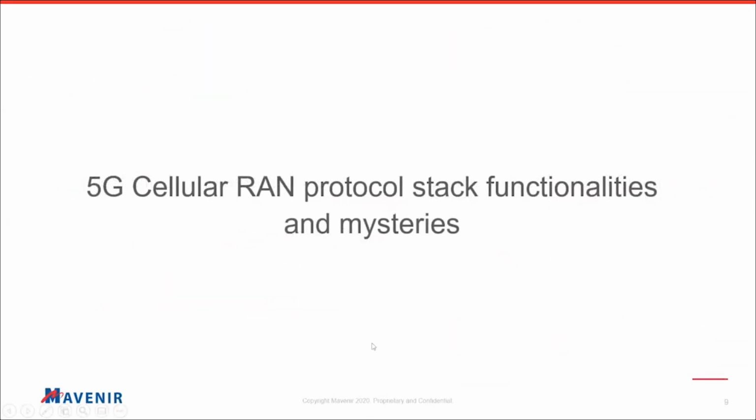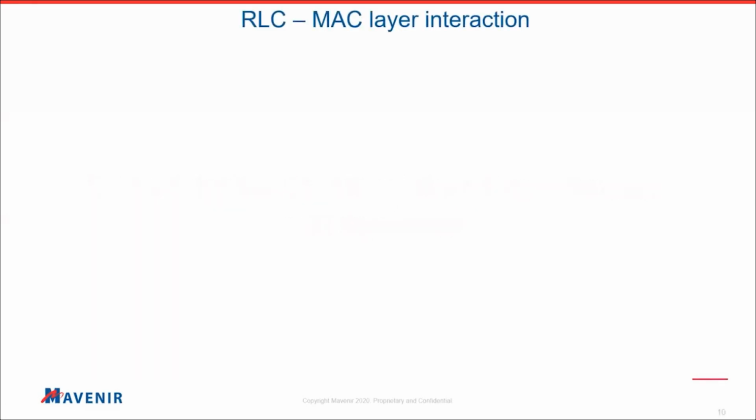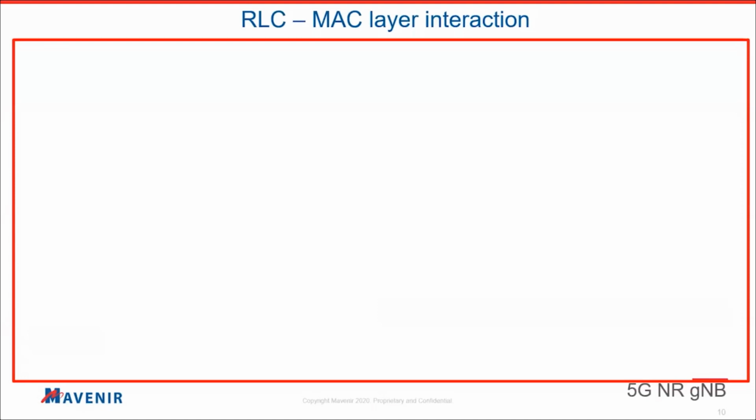So now let's move on to the functions of the RAN protocol stack and what we exactly mean by mysteries. Let us start with the interaction between the RLC and MAC layer. Because when I say mysteries, there are some open algorithms or open issues in these aspects, which are not really covered by 3GPP standards, but they are open to implementation by the vendor. They are basically open to vendor proprietary implementation.